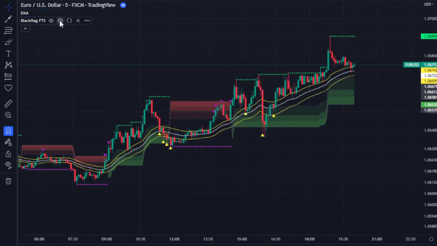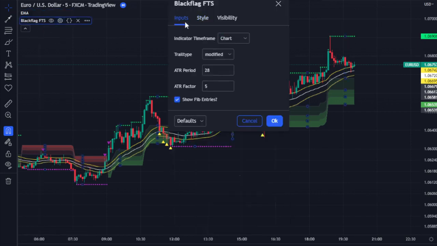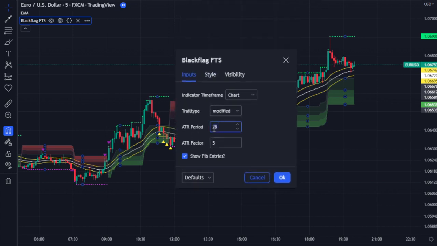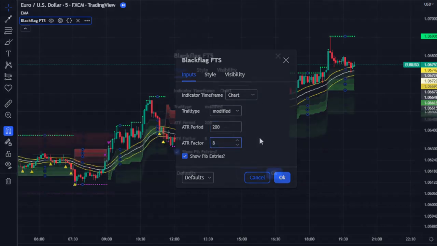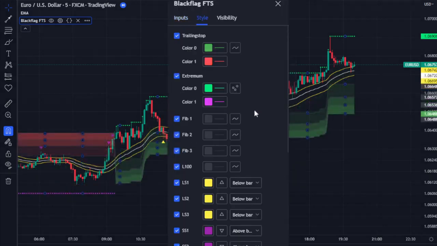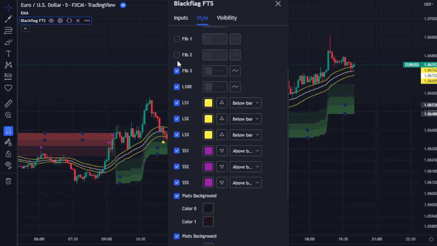Now we modify the swingarm ATR trend indicator. We go to its inputs and we are going to modify the ATR period from 8 to 200. And the ATR factor from 5 to 8. And in its style we are going to deactivate all but the last option that says plots background.